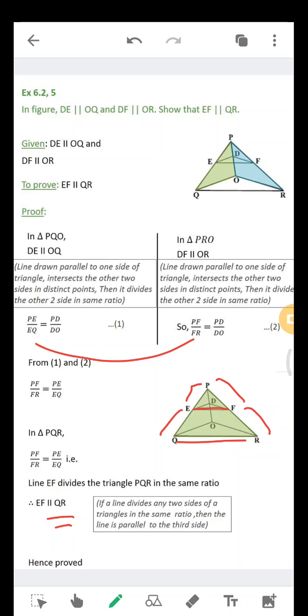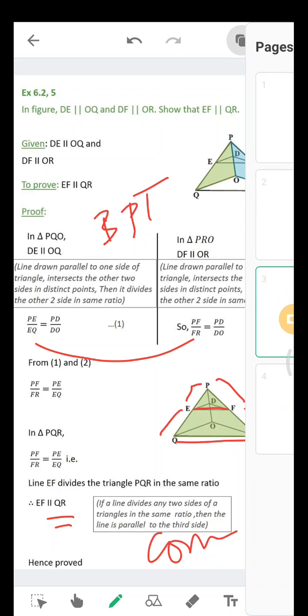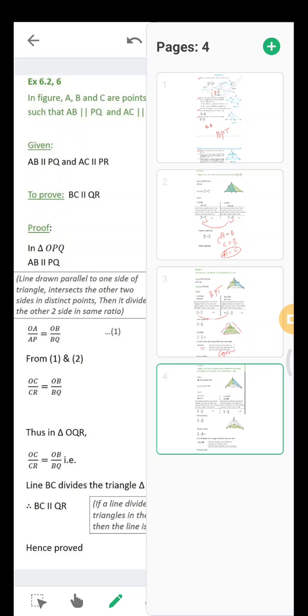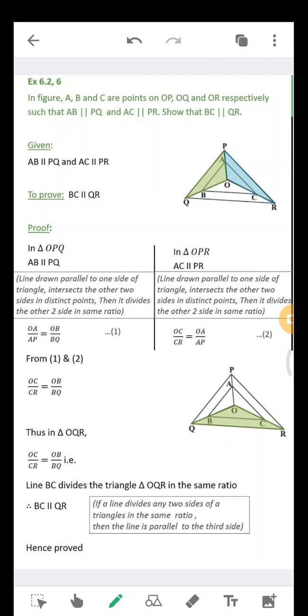So we are using BPT as well as converse of BPT. Okay, and if this is asked for 4 marks, it is advisable for you to write the statement of the theorem, or else if it is asked for 3 marks, we can write just by BPT, by converse of BPT. So it's better if you write the statement of the theorem. Okay, so these are simple problems based on BPT. Now let's see the next question.